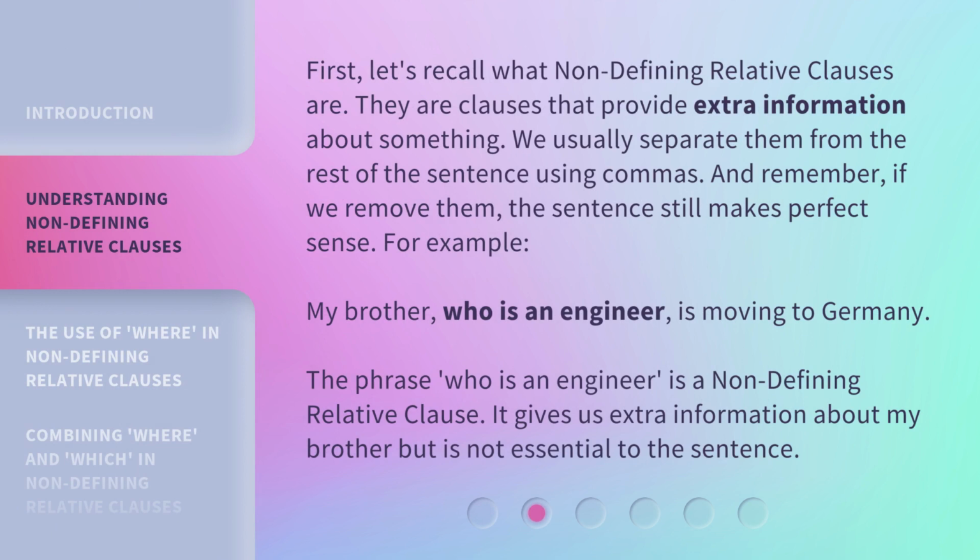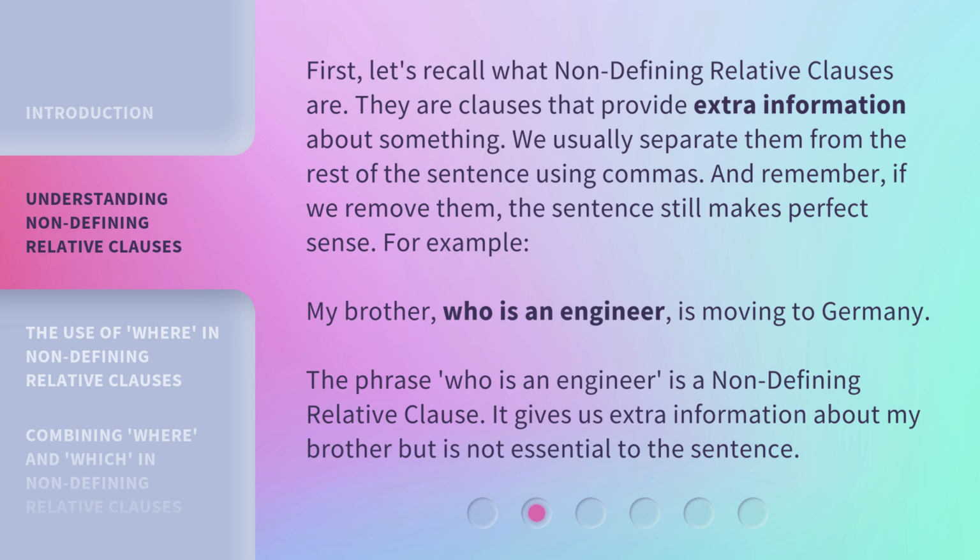First, let's recall what non-defining relative clauses are. They are clauses that provide extra information about something. We usually separate them from the rest of the sentence using commas. And remember, if we remove them, the sentence still makes perfect sense.